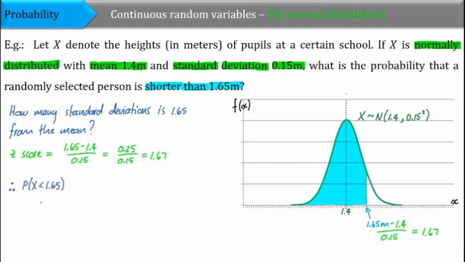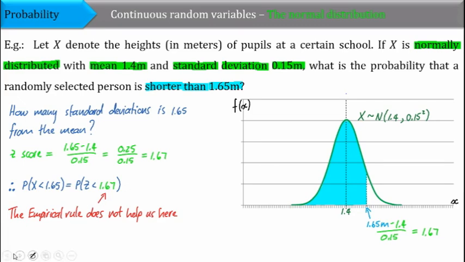Now I'm interested in the probability of being less than 1.65. Okay, so for x to be less than 1.65, it means that my z-score must be less than 1.67. Okay, so I must be below 1.67 standard deviations from the mean. I must be below it. Now, the empirical rule doesn't help us here because this is 1.67, and the empirical rule only gives us information for 1, 2, and 3 standard deviations. Nothing about decimal standard deviations, or parts of a standard deviation, because this is saying 1 and 0.67 parts of a standard deviation. So what we'll do is we'll have to use our z-score tables.